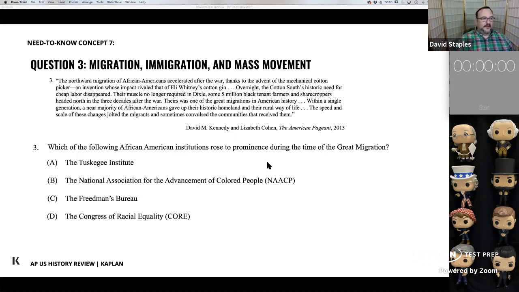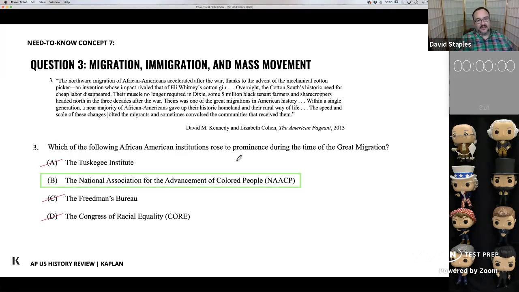Okay, which of the following African-American institutions rose to prominence during the time of the Great Migration? So again, remember, when is this? It's going to happen early, right near the beginning of World War I, right? The beginning of World War I. So it's actually going to be B.